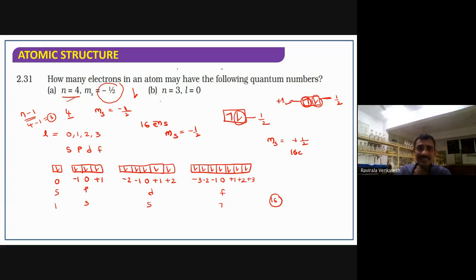Now one more question. In n is equal to 3, how many orbitals will be there with L equal to 0? N is equal to 3 means we can write 3s orbital, 3p orbital, 3d orbital. L equal to 0 is the 3s orbital. Only one orbital has L equal to 0. The answer is only one orbital.